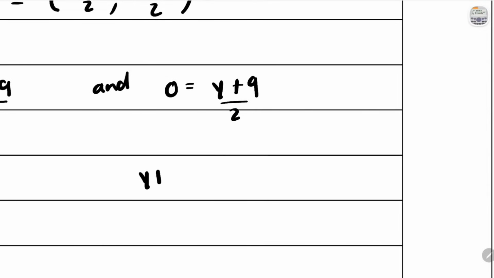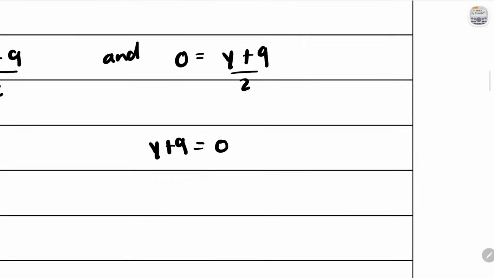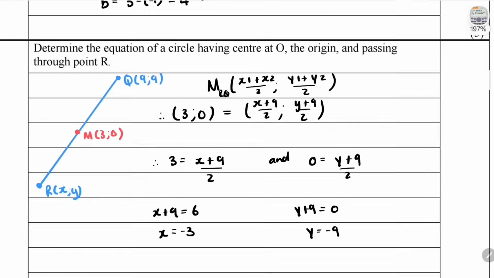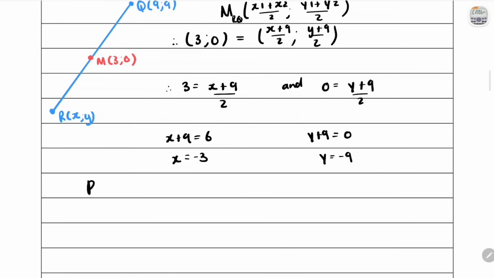And so we'll have y plus 9 equals, and 2 times 0 is 0. So y is equal to negative 9. And there we go. That is the point R. Now that we have the point R, we can find the equation of this circle. So R is negative 3 and negative 9.